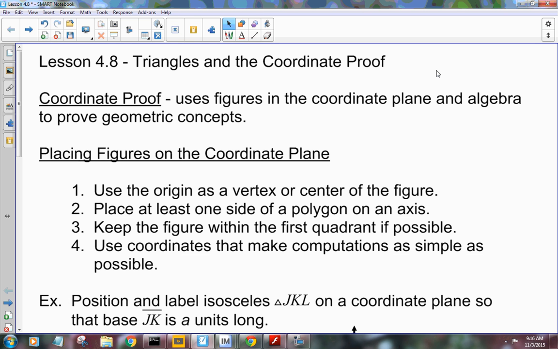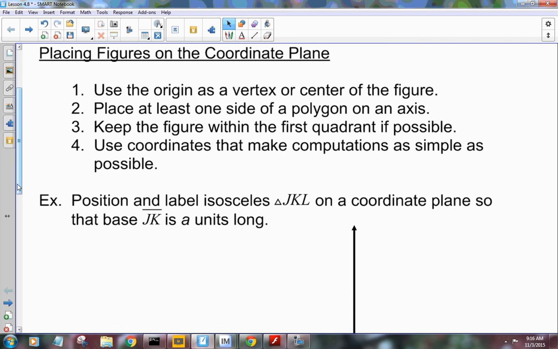But anyway, a coordinate proof uses figures in the coordinate plane and algebra to prove geometric concepts, okay? It kind of makes sense once you see it. It's just kind of tedious. Now, when you place your triangle on the coordinate plane, there's a couple of rules that you need to follow, okay? It's a couple of guidelines that I've set for you.